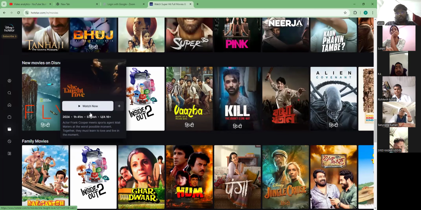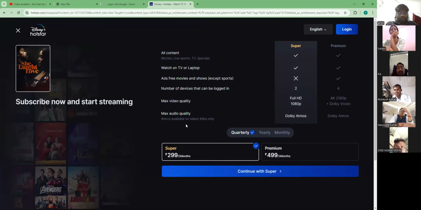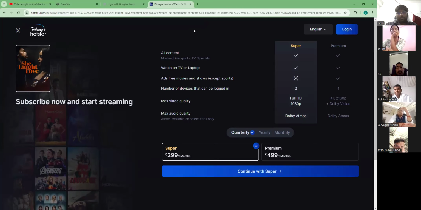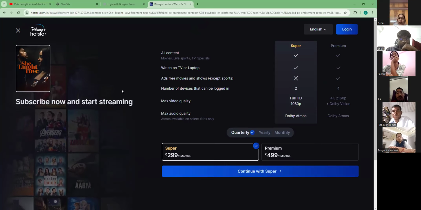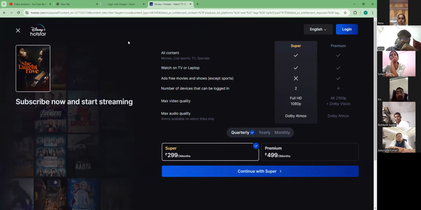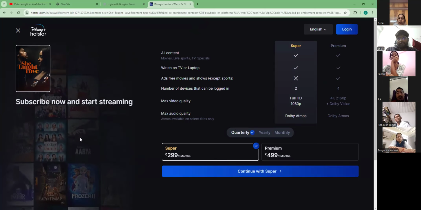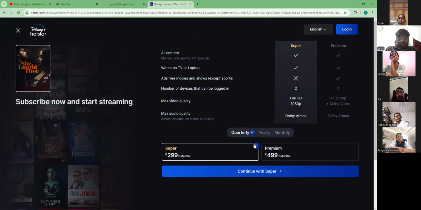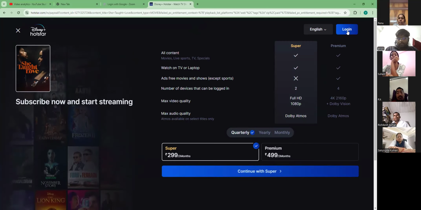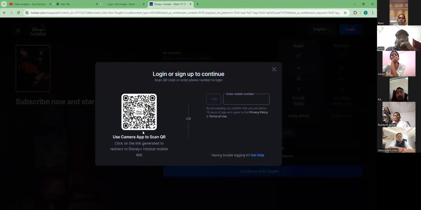Okay, so guys, now do you still see my screen? Yes, sir. What's going on? It says login. What do you mean login? I am already logged in. Why do I have to? I already have this premium. Use camera app to login. The best thing is to enter mobile number.